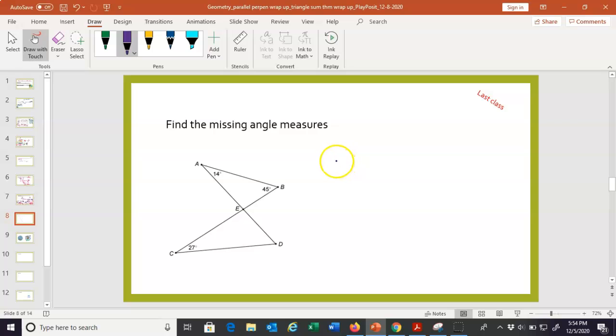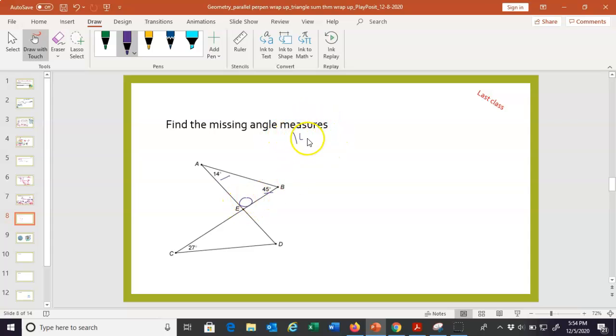Okay, it says find the missing angle measure. So this is like a puzzle. We're going to start with what we know and work our way through the diagram and find all the missing angle measures. So I see 2 triangles and we know these 2 angles. So let's find the third. Anytime you know 2, you can find the third.